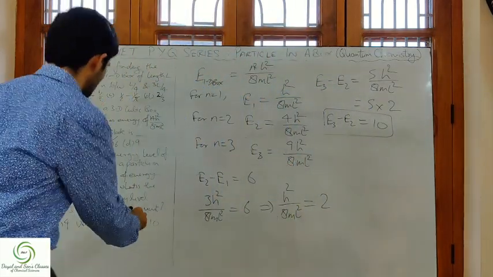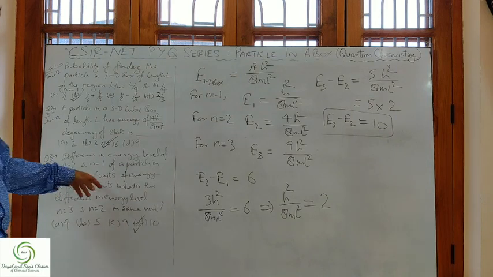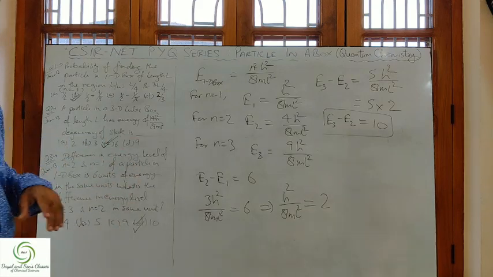So our correct option was option D, that is, the energy difference between E3 and E2 in terms of these units will be equal to 10 units.